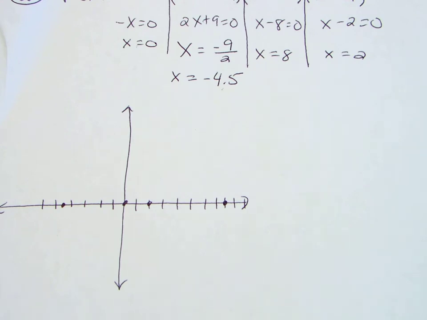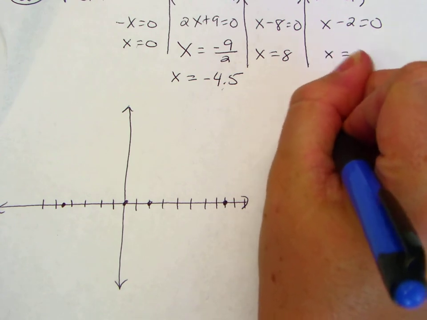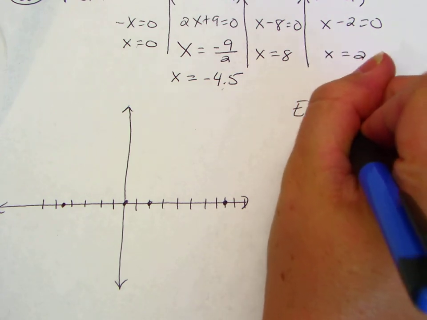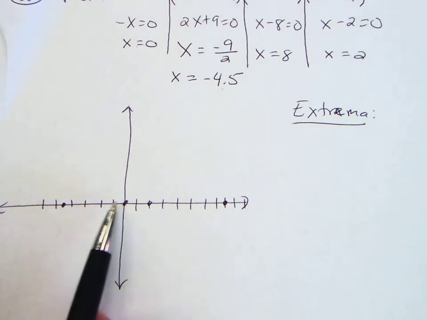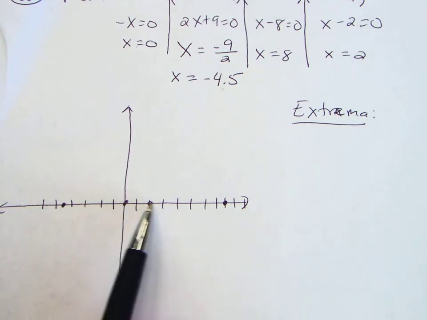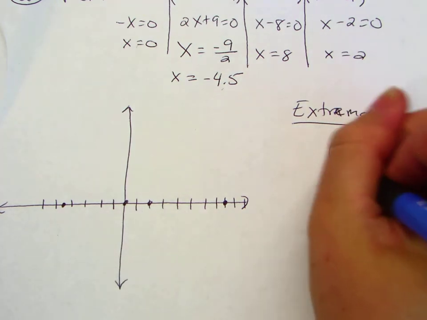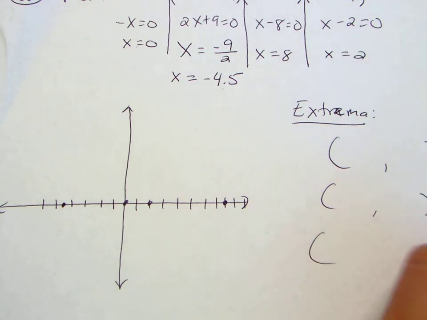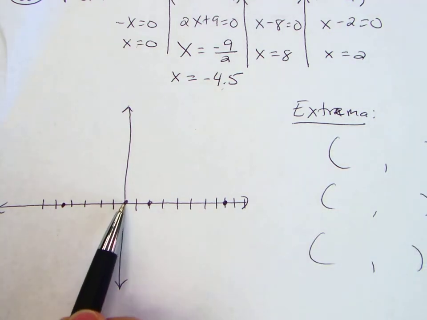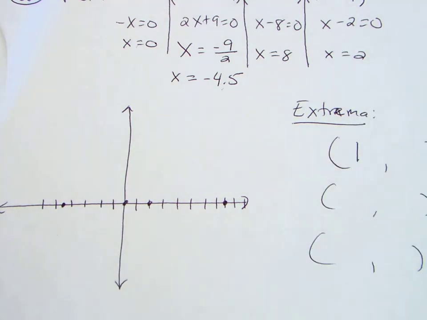Now what do I need to find? The extrema points. So I'm going to have how many sets of extrema? How many? There's going to be 1 between here. That's 1. 1 between there. That's 2. And 1 between there. That's 3. So I'm going to have 3 sets of extrema. Okay. So let's do the easy side. Okay. What's halfway between 0 and 2? 1. Hopefully that was easy.